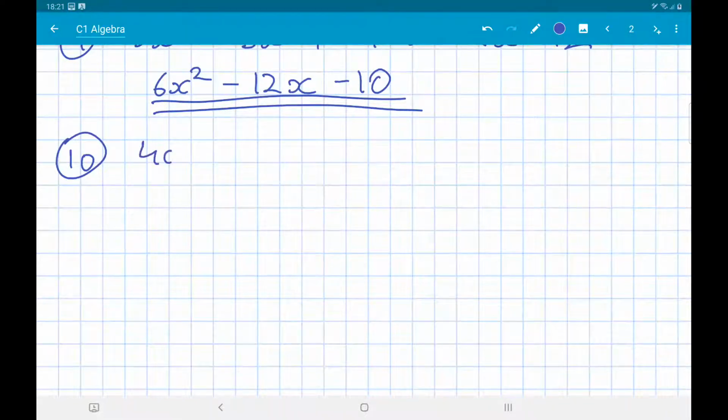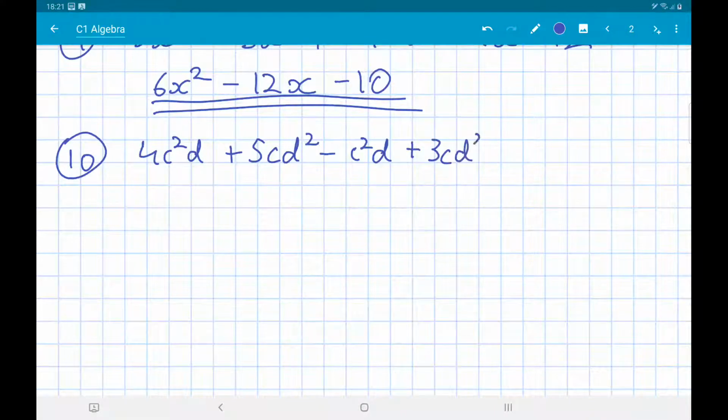4c squared d. Well, I don't think the squared has been written properly. 4c squared d plus 5cd squared, and minus c squared d plus 3cd squared plus 7c squared d.